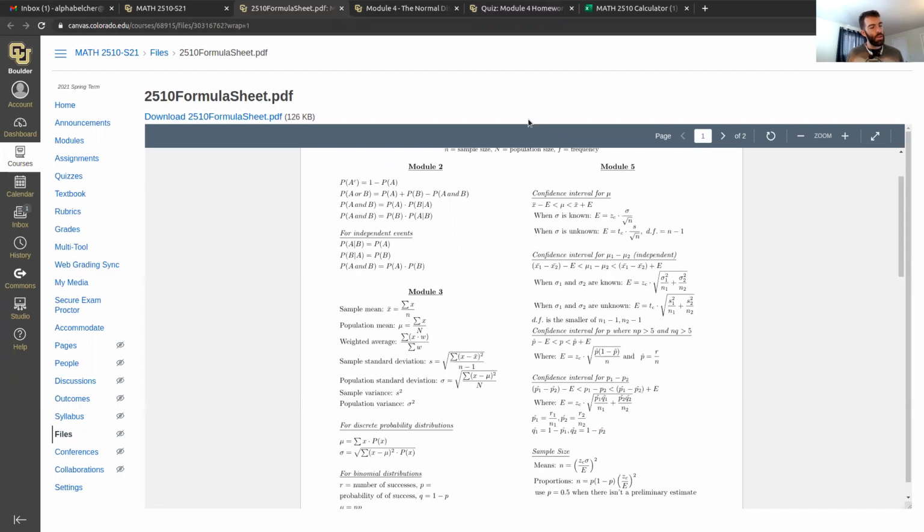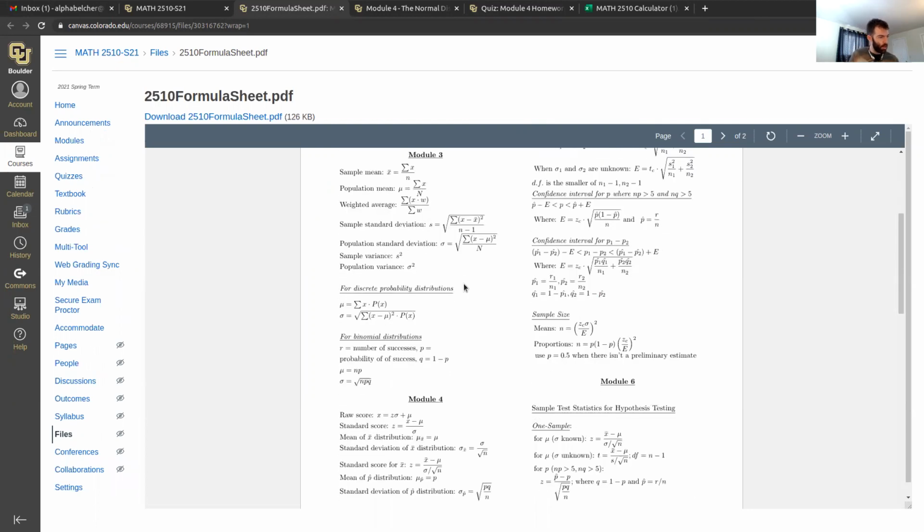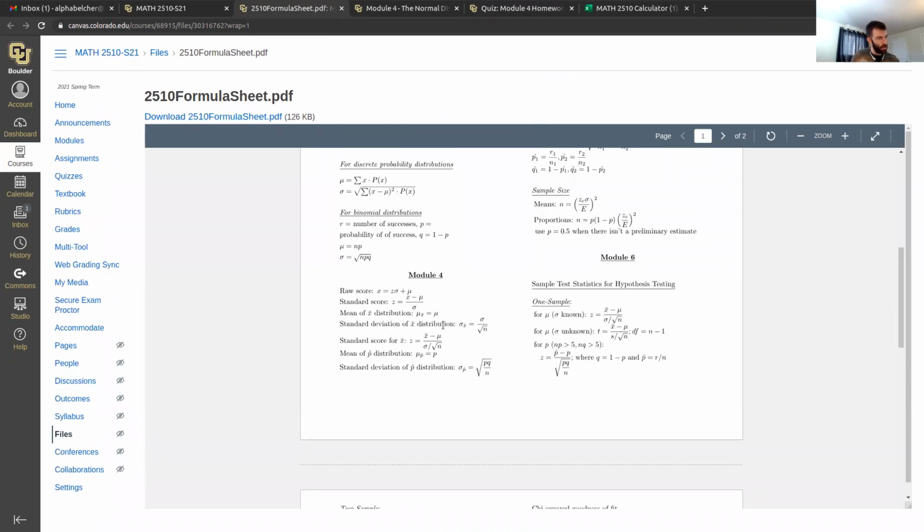So what do we see about this margin of error? What is the sigma divided by square root of n? Let's see, is that on the formula sheet? Did we have it over here? Yes, we did.